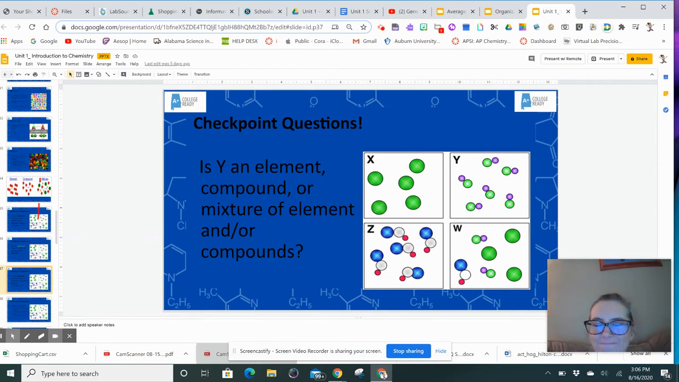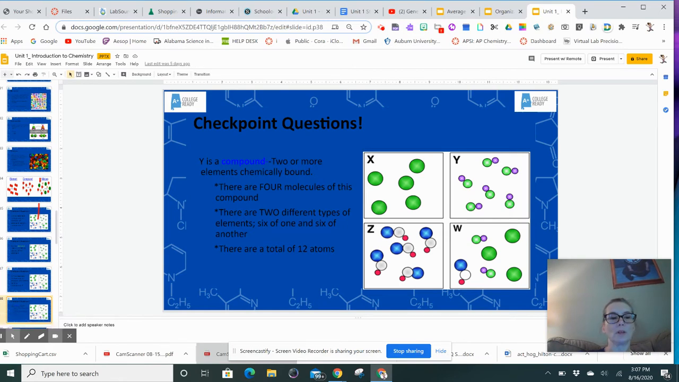Okay, next question. Is Y an element, a compound, or a mixture? So if we look at Y, it is the green and the purple. They are together and they're moving together. So to me, Y is a compound. Yes, that's difficult to see, but it is. 2 or more elements chemically bonded together.